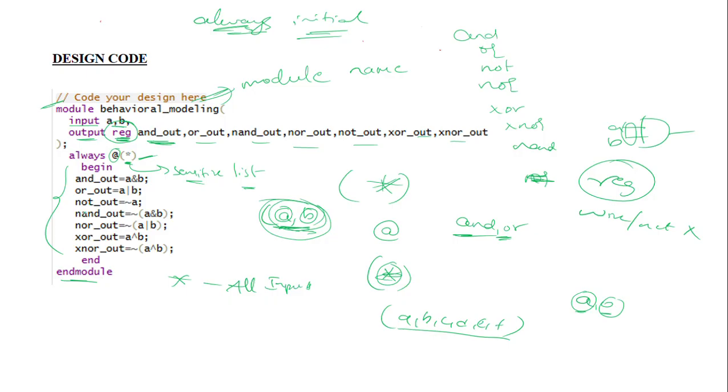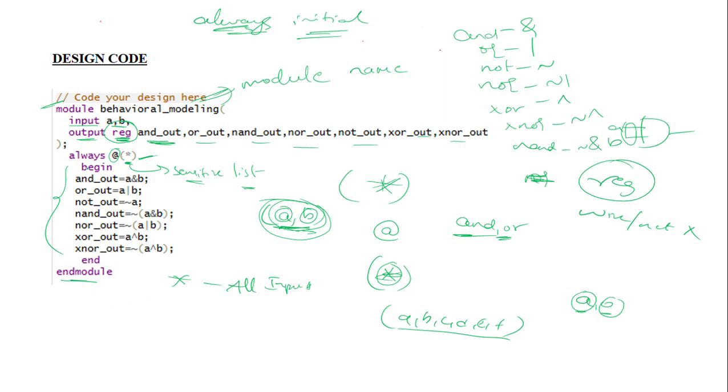Here these statements are the same as before in gate level modeling or data flow modeling. In data flow modeling we use the assign keyword, but here there is no need to use the assign keyword. You simply write AND, OR and the other outputs using symbols. For AND the symbol is ampersand, then OR, and NAND is the negation of AND, and NOR is the negation of OR. XOR is the caret symbol, and XNOR is the inversion of XOR. These are the symbols we already discussed in the previous video.